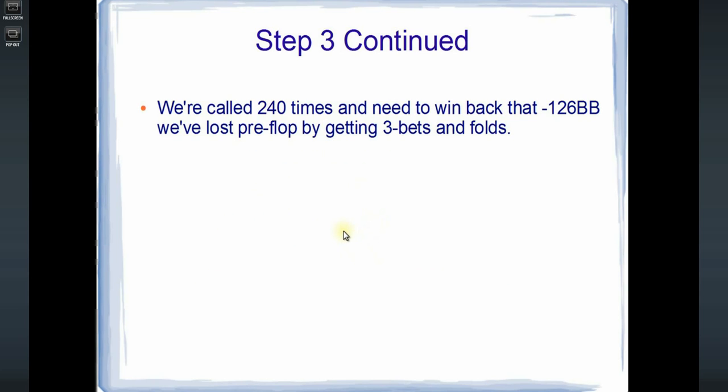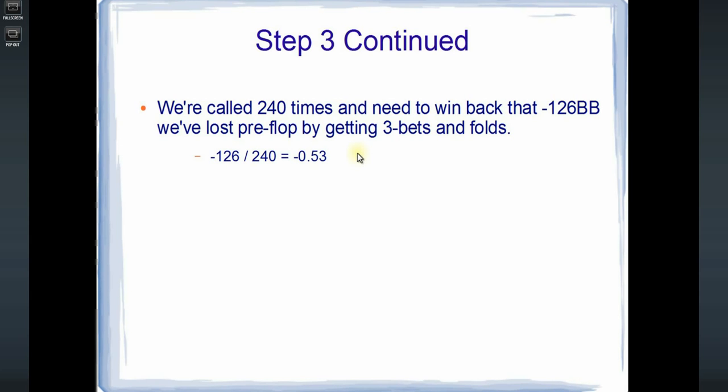Step 3 continued. We're called 240 times and need to win back that 126 big blinds we lost pre-flop by getting 3-bets and folds. Don't let the negative signs confuse you here. I'm going to explain exactly what everything means in a second, and I was kind of on the fence about whether to include the negatives when doing the next step. But anyways, I took 126 and divided by 240, and that gave us 0.53.